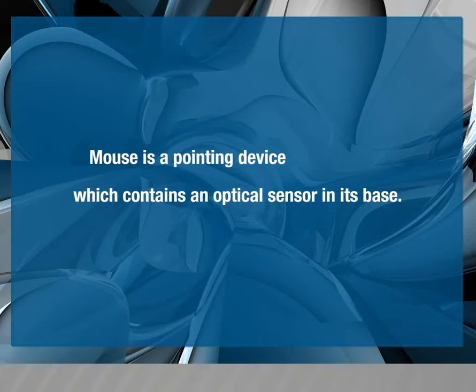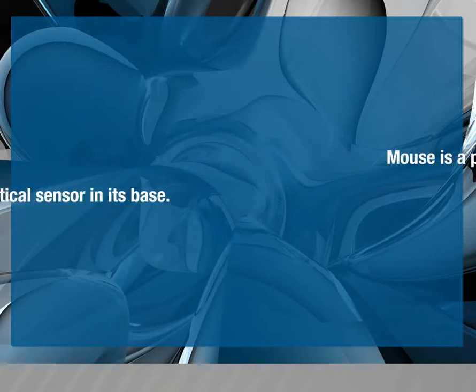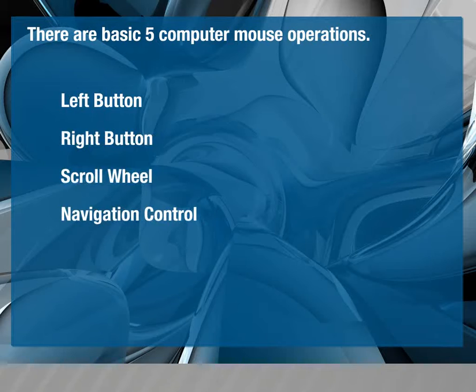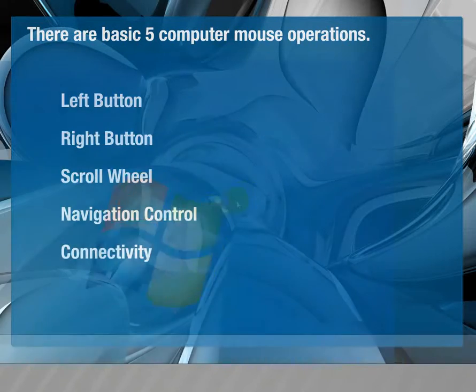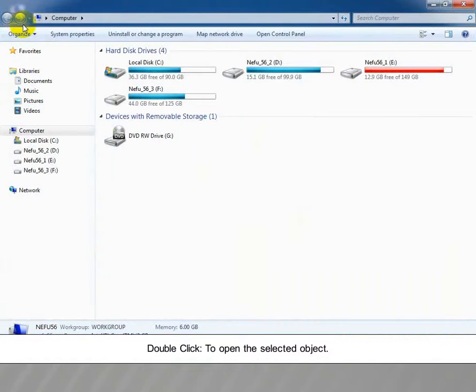Mouse is a pointing device which contains an optical sensor in its base. There are 5 basic computer mouse operations: left button, right button, scroll wheel, navigation control, connectivity. Single click to select the object, double click to open the selected object.